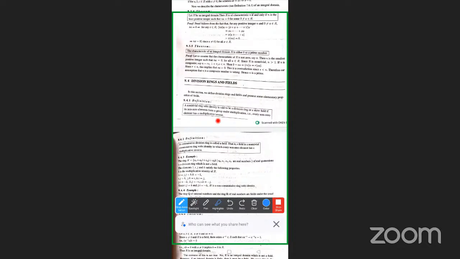So first, the ring definition: R, plus is an abelian group. R, dot is a semigroup, with the left distributive law and right distributive law. So ring is nothing but two binary operations. The first one is addition, R, plus, and the second binary operation is multiplication. R, plus is an abelian group, which means all 5 conditions are fulfilled. Next, R, dot is a semigroup.